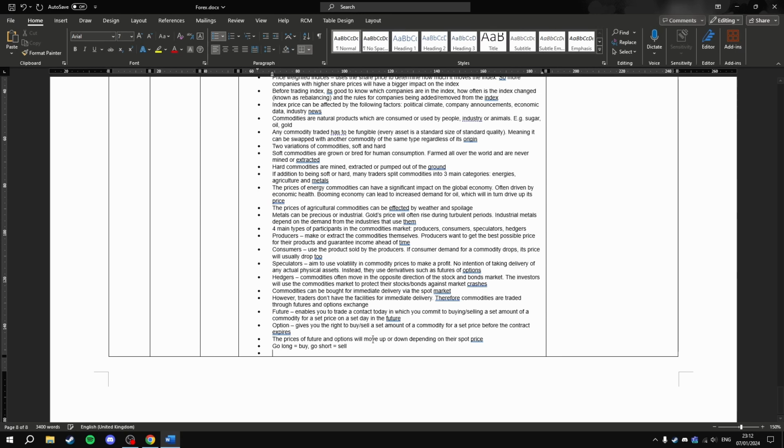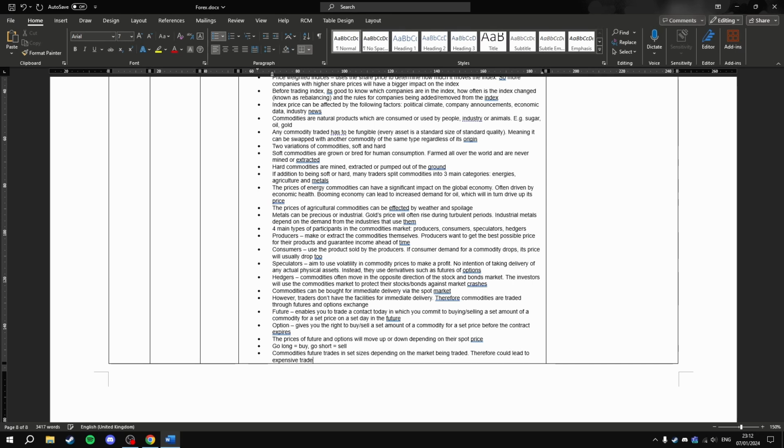So, commodity futures trade in set sizes, depending on the market being traded. Therefore, this could lead to expensive trades.